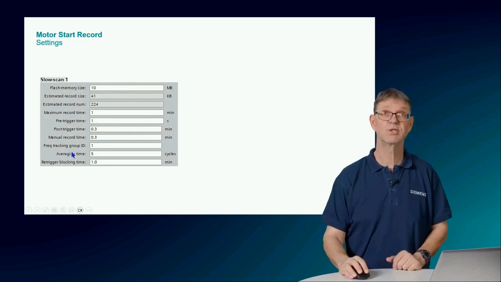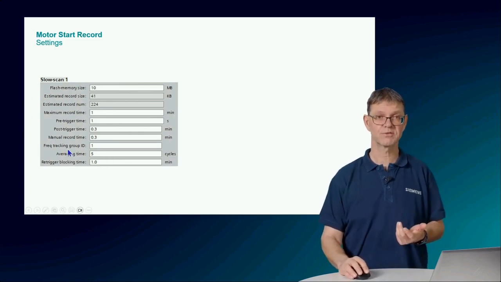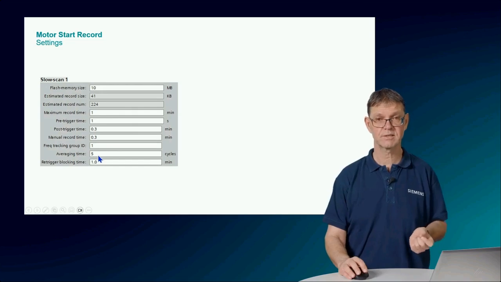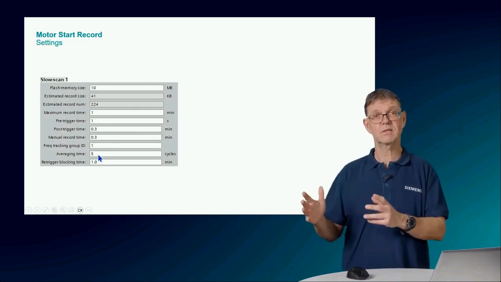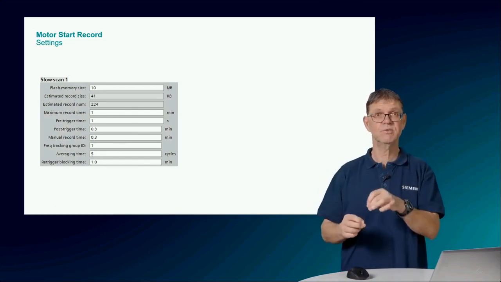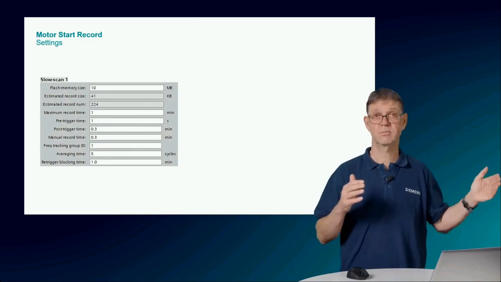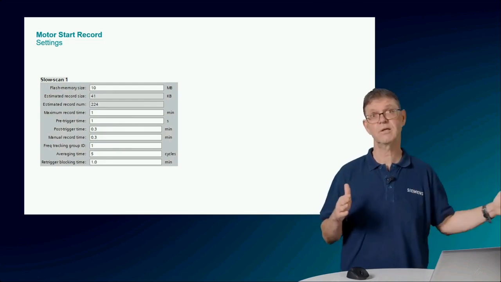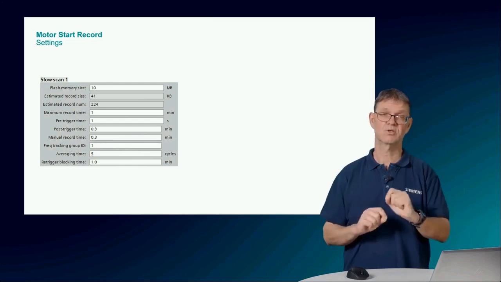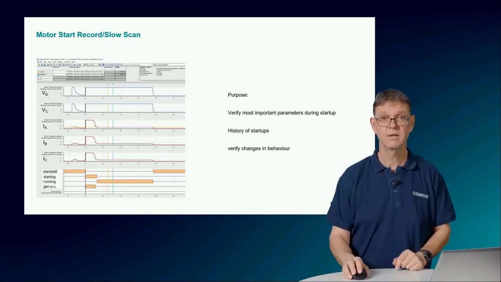Okay, here we see the averaging time. So this is the number of cycles. If I set 5 cycles, that means every 100 milliseconds I create a measurement value of the past 100 milliseconds, so the RMS value, what I measure there. And this is stored, and this is what we see here in our record.